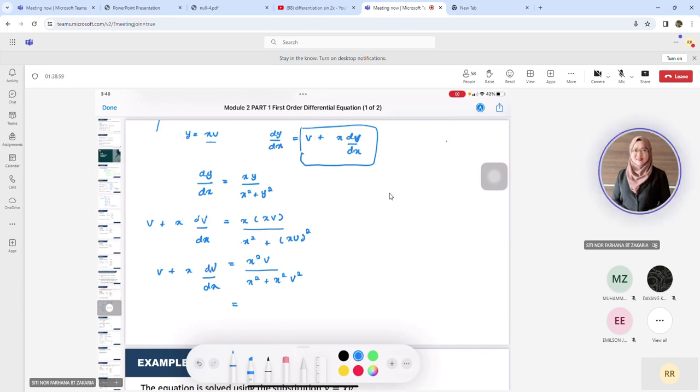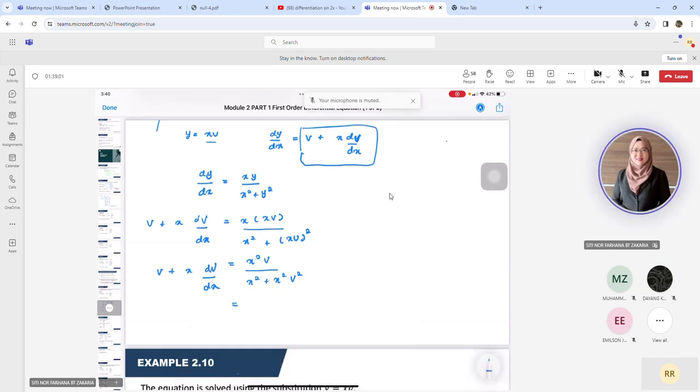Okay. So you need to rearrange. Oh, this one boleh simplify lagi ni. x power of 2 can take out. So it becomes x power of 2 times 1 plus v power of 2. So this one can cancel each other. So this is the remaining equation. Okay. And then so we don't have x in our right side, which is good.